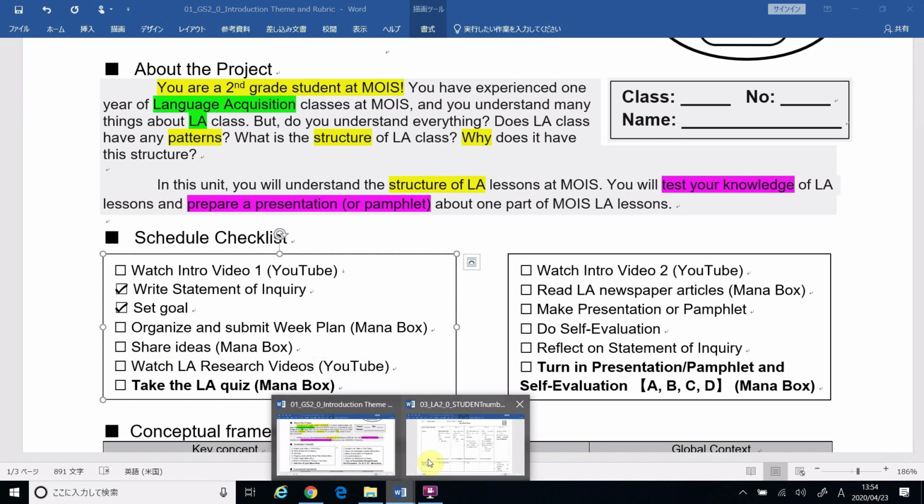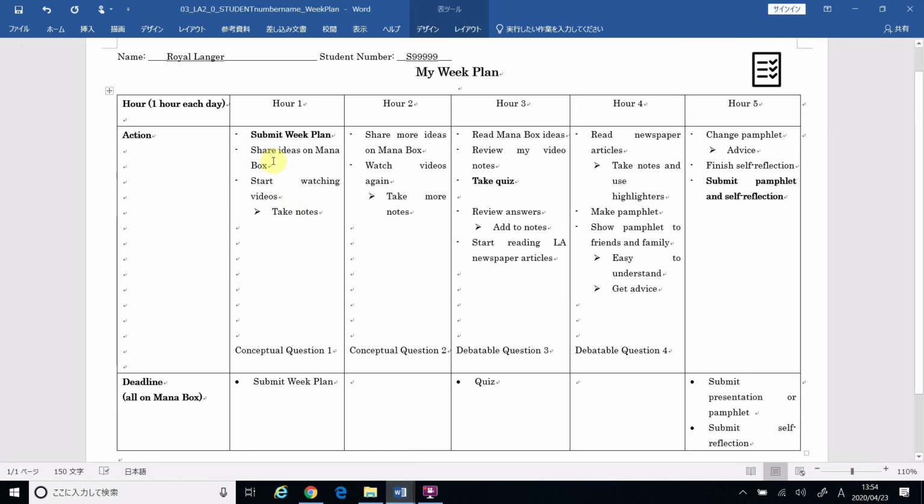So each hour, hour 1, I'll share my ideas on Monobox, and I'll start watching the videos and I'll take notes. Hour 2, also, I will share more ideas on Monobox and watch the videos again and take more notes. So each hour, I will work on both parts. And then, before the quiz, I will read the Monobox ideas and review my video notes. Then I'll be ready for the quiz.